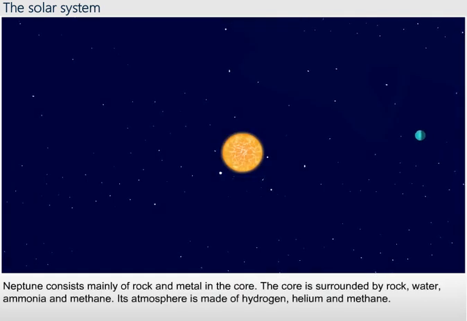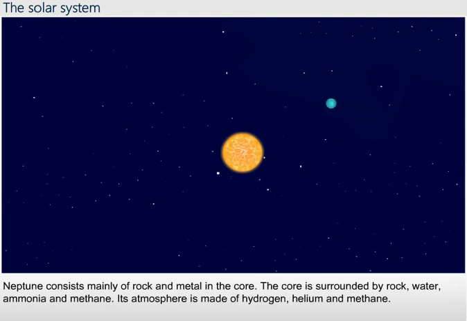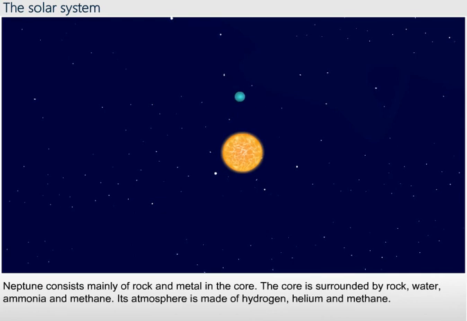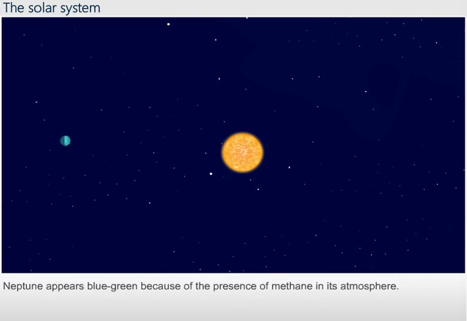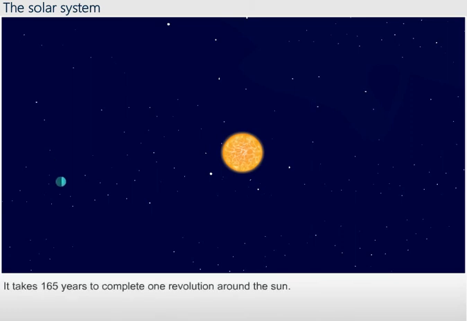Neptune consists mainly of rock and metal in the core. The core is surrounded by rock, water, ammonia, and methane. Its atmosphere is made of hydrogen, helium, and methane. Neptune appears blue-green because of the presence of methane in its atmosphere. It takes 165 years to complete one revolution around the Sun. Neptune has 13 satellites.